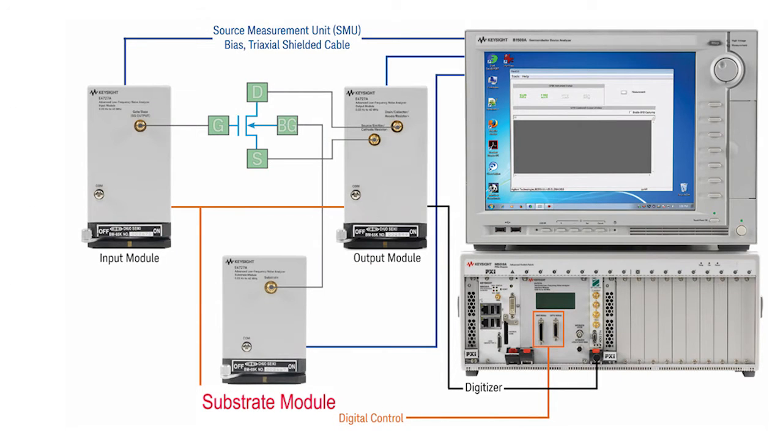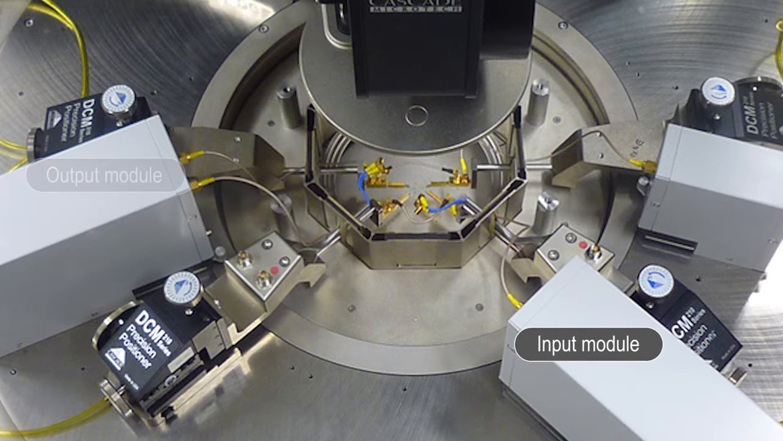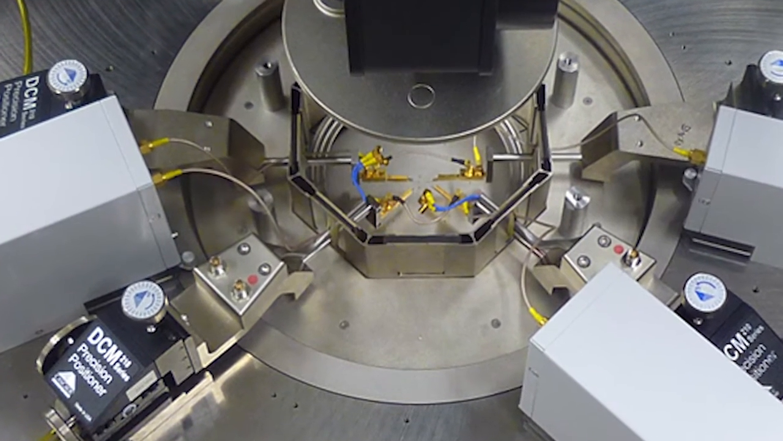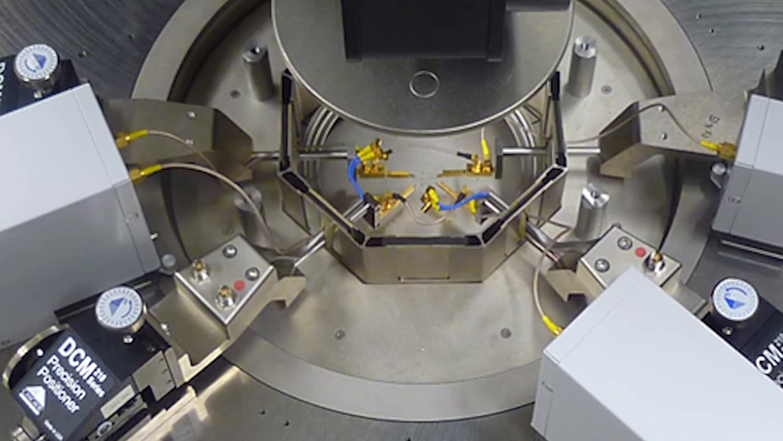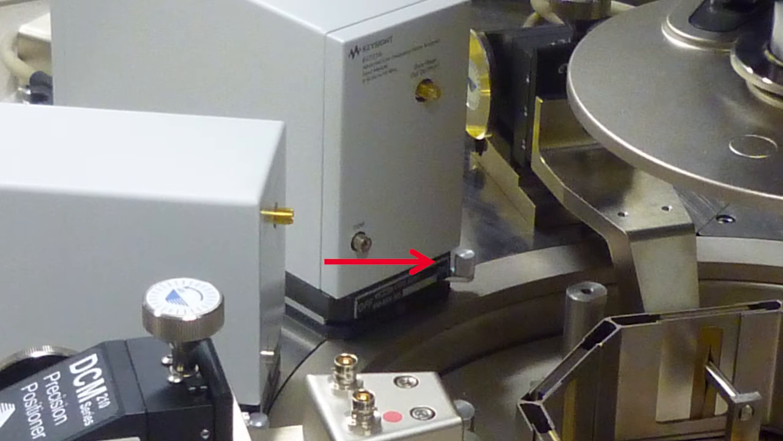The substrate module is used to relay DC bias to the substrate node of a device. The modular design allows the input, output, and substrate modules to be placed in the immediate vicinity of the device under test for wafer level measurements. The placement on the wafer prober platen is stable and secured by magnetic attachment.